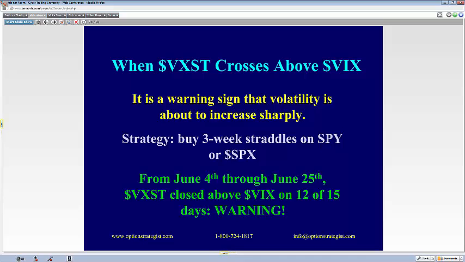But just recently, from the 4th of June through the 25th, which was last Thursday, the short term closed above VIX on 12 of 15 days. That was a warning that the volatility was about to come, and of course it has come. Whether it continues is another matter, but it typically does continue on. So I would say probably from this date on forward, at least 3 weeks, we're going to have some pretty high volatility.